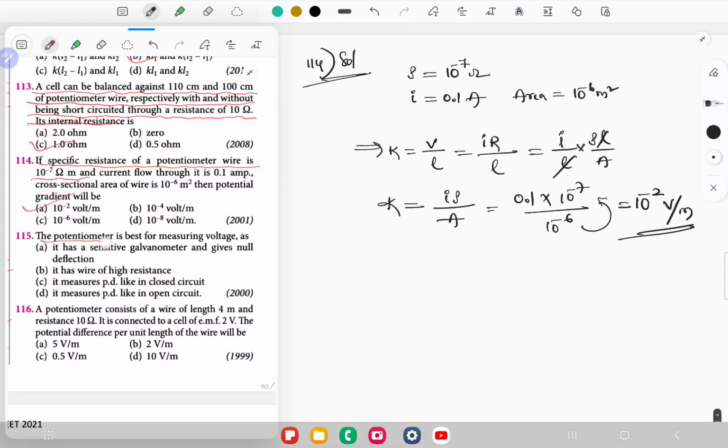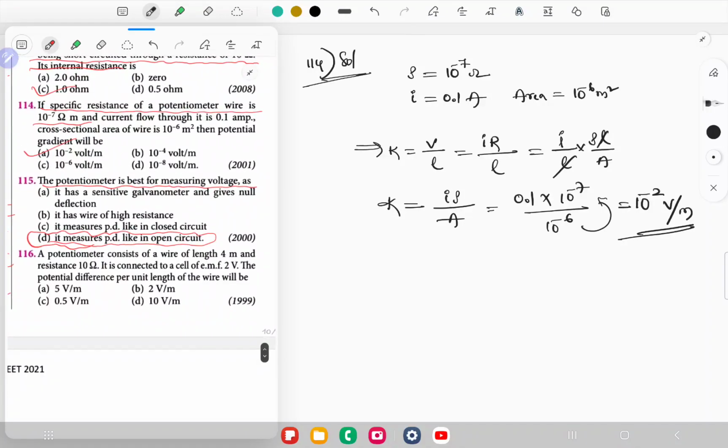Next, the potentiometer is best for measuring voltage as it measures potential difference like an open circuit, correct? Because whenever the bridge is balanced, the galvanometer current is 0, so it's like an open circuit only. The EMF of the cell is the same as the potential difference at which the potentiometer is balanced. It's like we are measuring potential difference in an open circuit only.